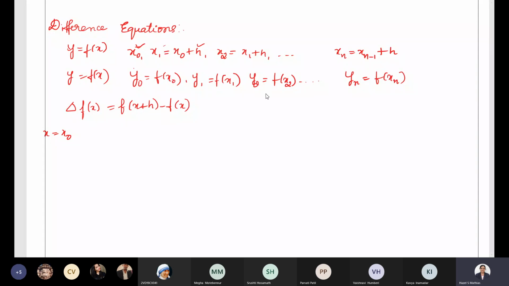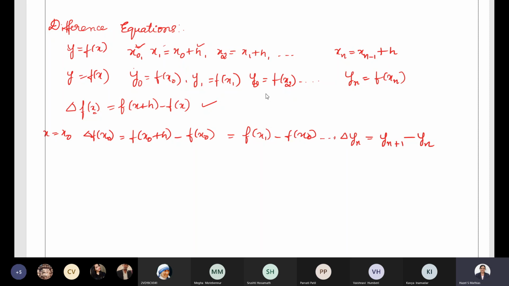For x equal to x0, delta f of x0 is equal to f of x0 plus h minus f of x0. And x0 plus h can be written as x1, so it is f of x1 minus f of x0. In general, we write this as delta yn is equal to yn plus 1 minus yn, where yn is the nth term.